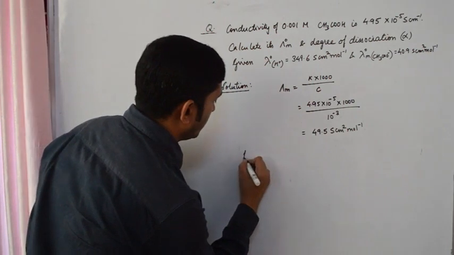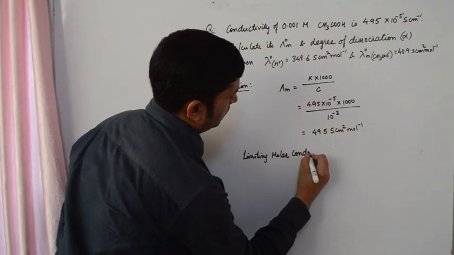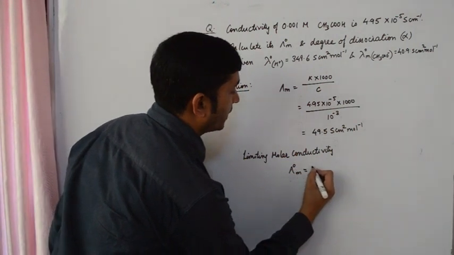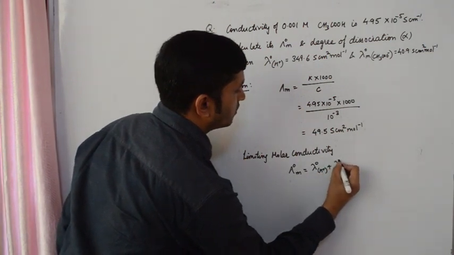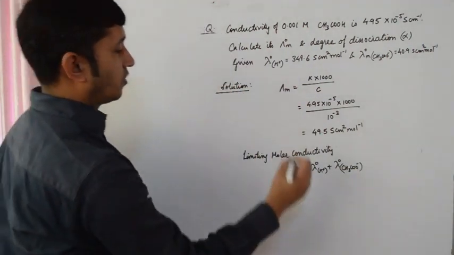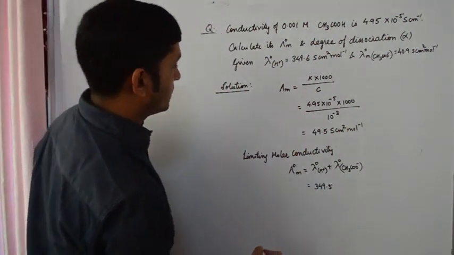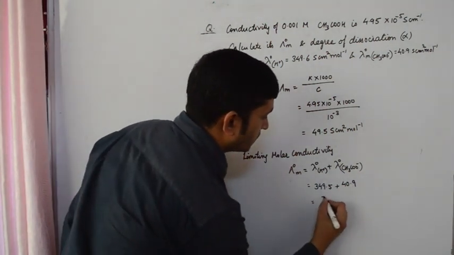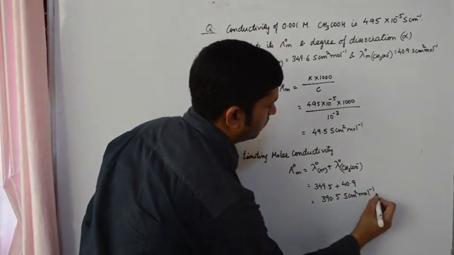Now limiting molar conductivity. Limiting molar conductivity we can calculate using Kohlrausch law. It can be written as limiting molar conductivity of hydrogen ion plus limiting molar conductivity of acetate ion. The values are already given here. That is 349.6 plus 40.9. So that will be equal to 390.5 Siemens centimeter square per mole.